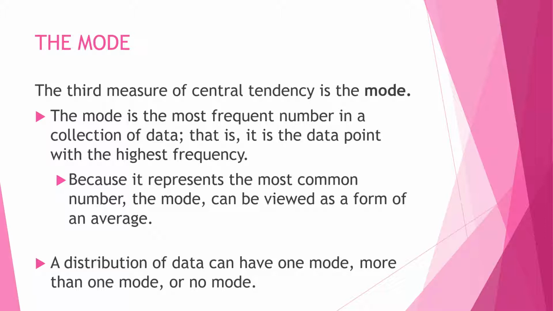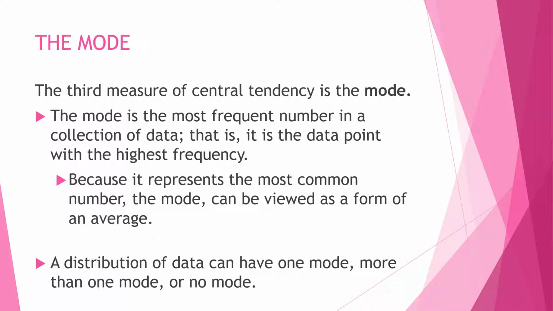And our third and last measure of central tendency is the mode. The mode is the most frequent number in a collection of data, so it's the data point with the highest frequency. And it says, because it represents the most common number, the mode can be viewed as a form of an average or a form of the center of the data set. And it says at the bottom, a distribution can have one mode, it can have more than one mode, it can have 3 modes, it can have multiple modes, and it can also have no mode.